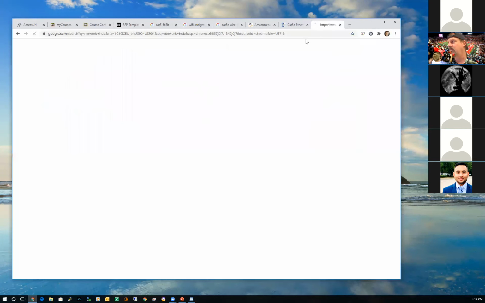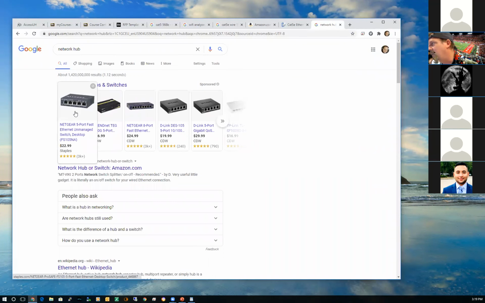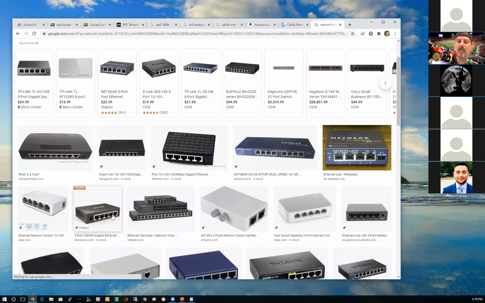No, that says unmanaged switch, not switch. We're looking for hub. You might still be able to buy hubs, probably not. You might encounter a hub. A hub looks like a switch. It might have 4, 8, 16, some number of ports on it. The way a hub works.